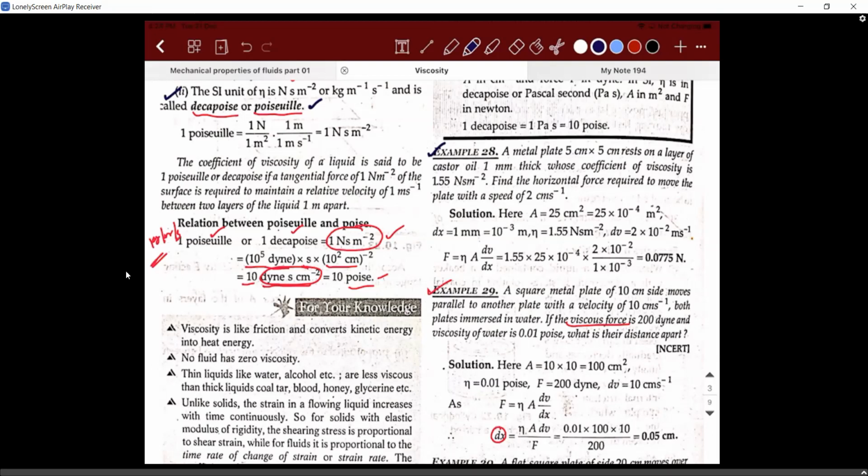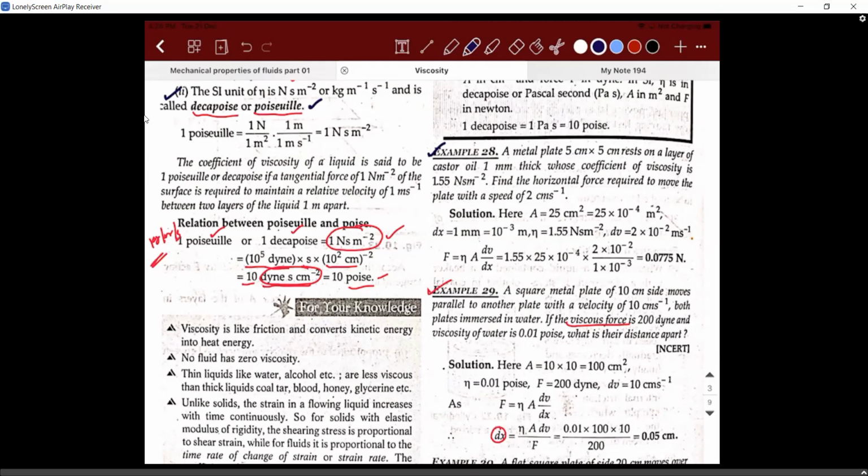There is a metal plate. Let's say this mobile phone is the metal plate, which is kept on top of a layer of castor oil. What is the area of this metal plate? It is 5 centimeter into 5 centimeter, taken as a rectangular plate. And what is the distance between the layers? 1 millimeter. The coefficient of viscosity is given as 1.55 Newton second per meter square. What is the velocity expected? 2 centimeter per second. Now what is the question?